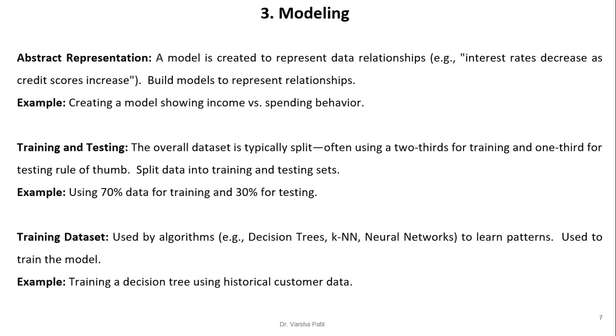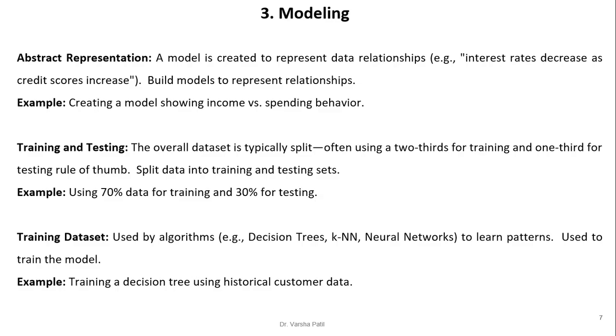After cleaning the data, the next step is modeling. That is nothing but abstract representation. A model is created to represent the relationship between the input and output. Then we use different types of machine learning algorithms to build a model. For example, for prediction, we can use regression. For classification, we can use KNN, decision trees, and different types of algorithms like SVM. So here, that is nothing but abstract representation.